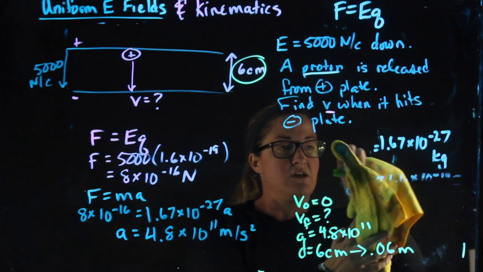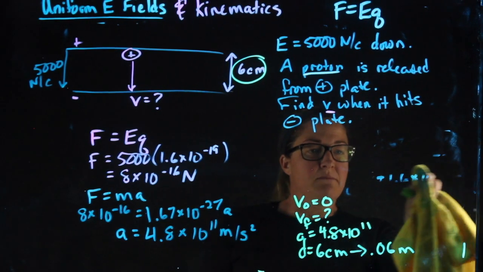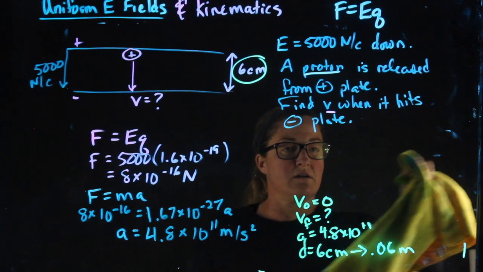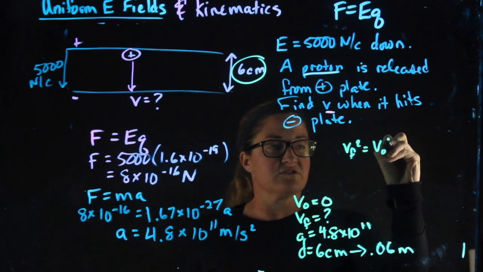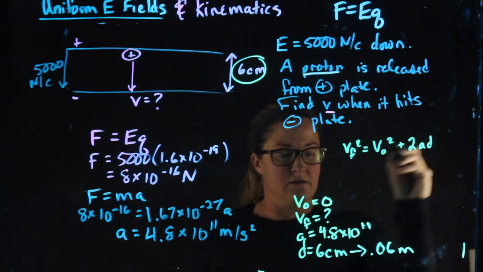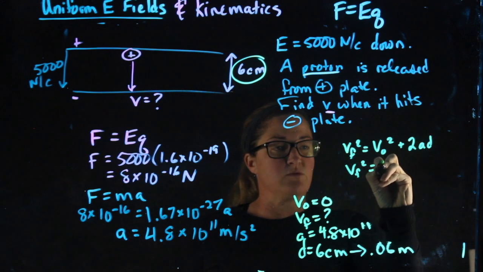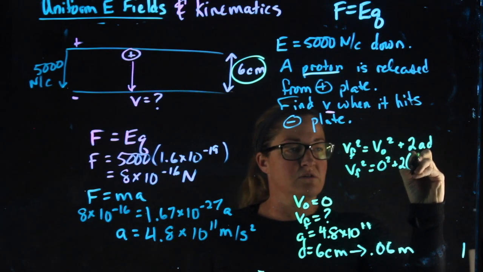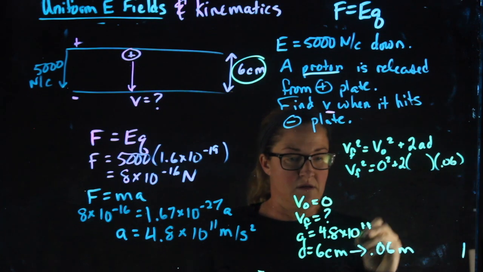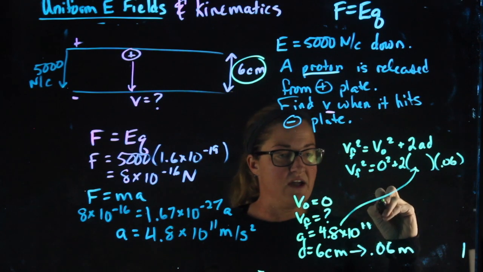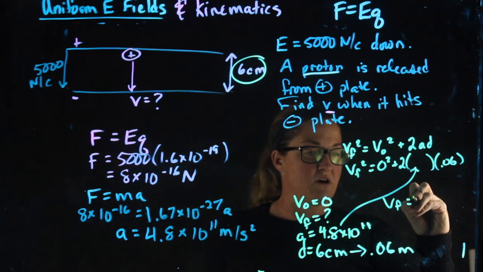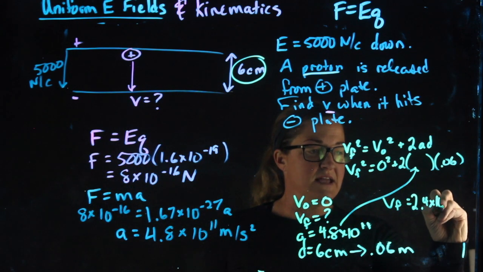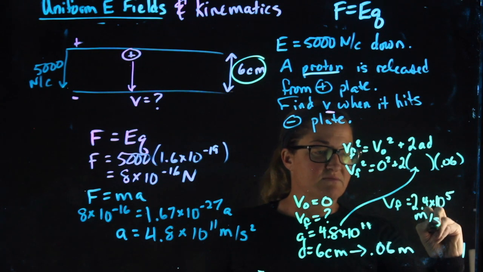I now am going to use the kinematic equation V final squared equals V initial squared plus 2AD. V final squared equals 0 squared plus 2 times, plugging in this acceleration there. And I get V final to be 2.4 times 10 to the 5th meters per second.